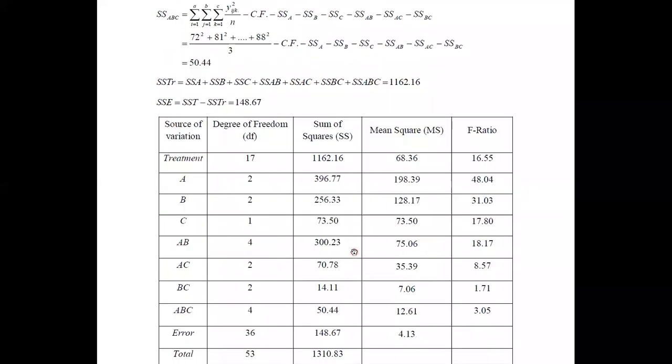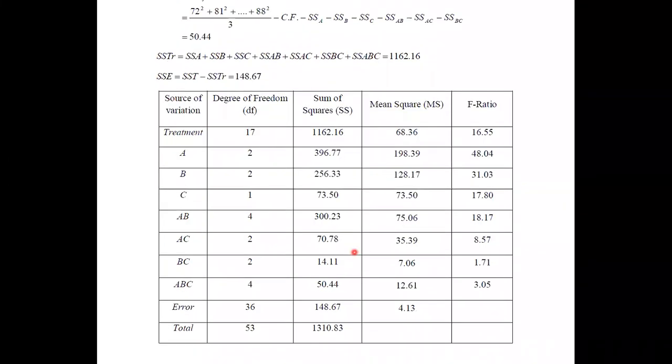And this is the ANOVA table that I have obtained for this data set. Since I have 18 combinations for treatment, that value was obtained as 18 minus 1, which is 17. Altogether, I have used 54 observations, so 54 minus 1 is 53, and then I have subtracted this 17 from this 53. Therefore, the error degrees of freedom is obtained as 36.